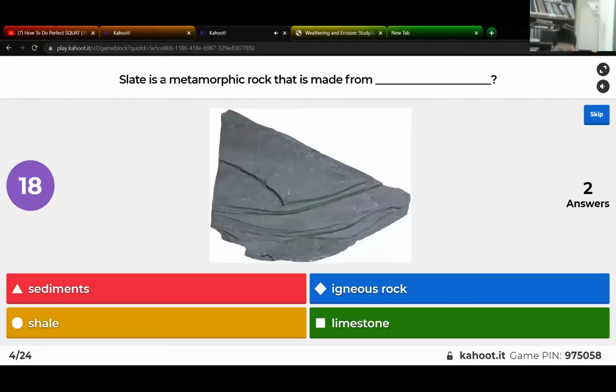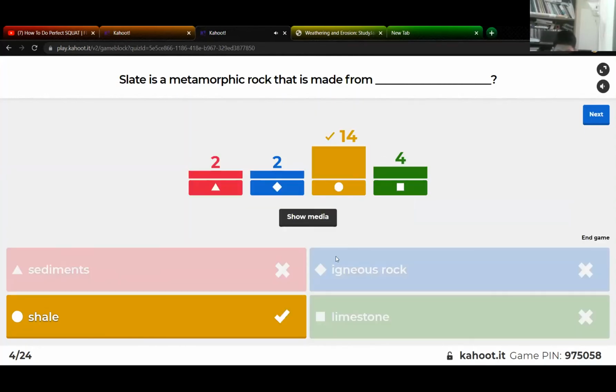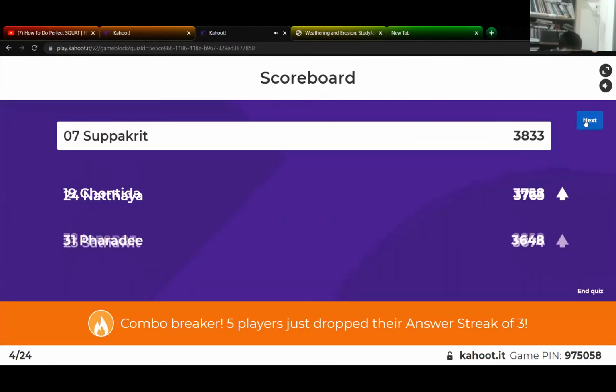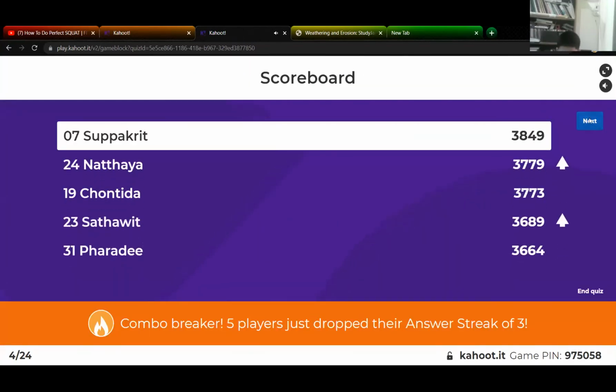Statement. Slate is a metamorphic rock that is made from blank. Slate is coming from what? Okay. Proceed. Okay, so Supakrit is still the number 1.